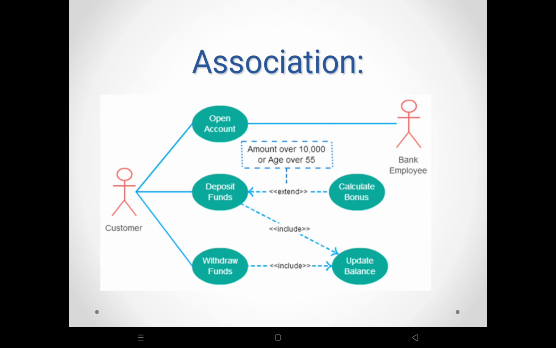We already discussed include relationship and extend relationship. What is the meaning of include relationship? One use case can include the functionality of another use case. Here, the customer has three options: open account, deposit amount, and withdraw amount. When a customer deposits an amount, if the amount is greater than 10,000 or the age is greater than 55, the bonus will be calculated.